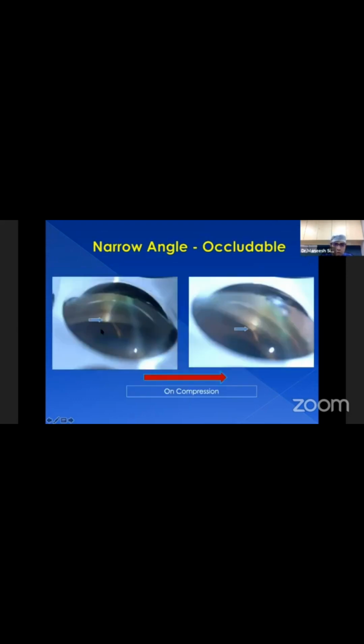It's another patient with closed angle where on compression the angle is opening up. This is a patient where the angle was closed. Post iridotomy, you can see these points open. So it's a primary angle closure patient where the angle has partly opened up.